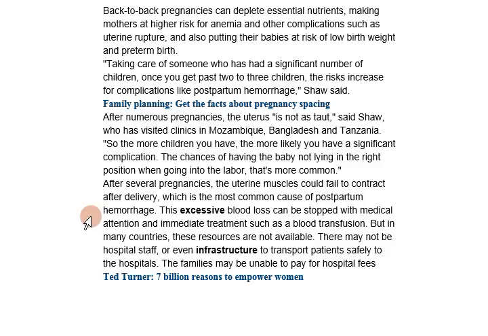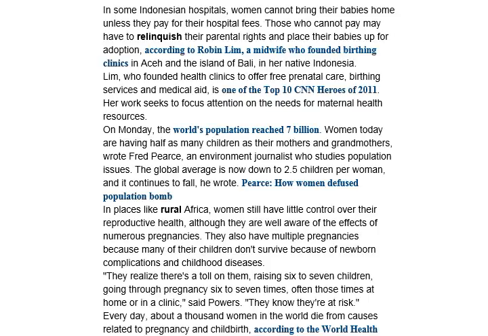But in many countries, these resources are not available. There may not be hospital staff or even infrastructure to transport patients safely to the hospitals. The families may be unable to pay for hospital fees. Ted Turner, 7 Billion Reasons to Empower Women. In some Indonesian hospitals, women cannot bring their babies home unless they pay for their hospital fees. Those who cannot pay may have to relinquish their parental rights and place their babies up for adoption, according to Robin Lim, a midwife who founded birthing clinics in Aceh and the island of Bali in her native Indonesia.